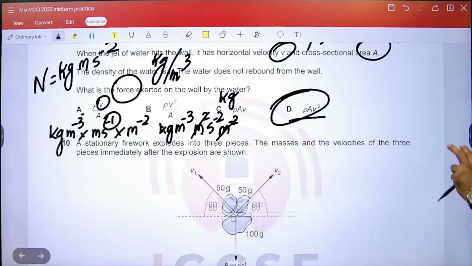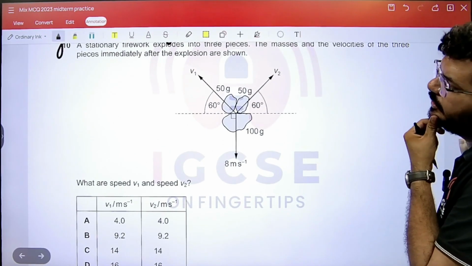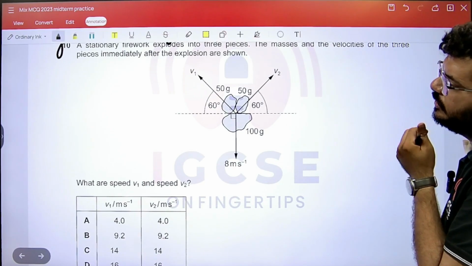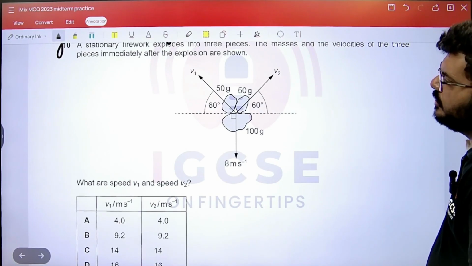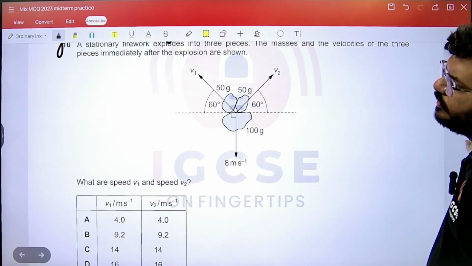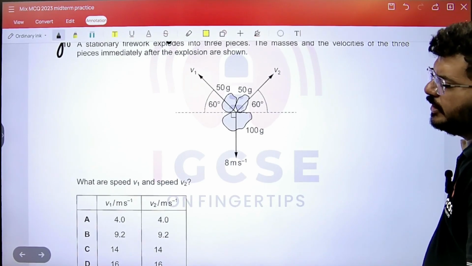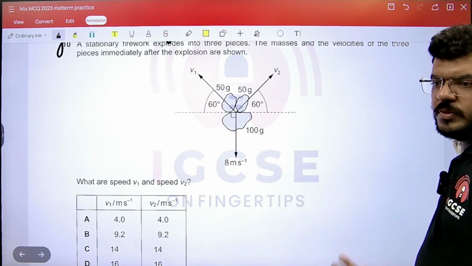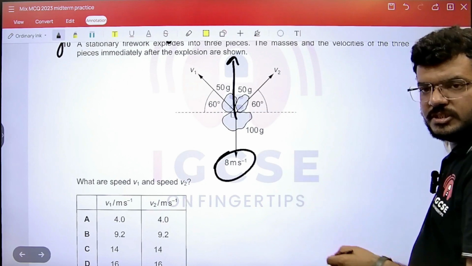Okay, let's look at the next question. Stationary firework explodes into 3 pieces. The masses and velocities of the 3 pieces immediately after explosion are shown. What are the velocities v1 and v2? So the momentum should be cancelled out basically. The momentum in this direction should be equal to the momentum in this direction.